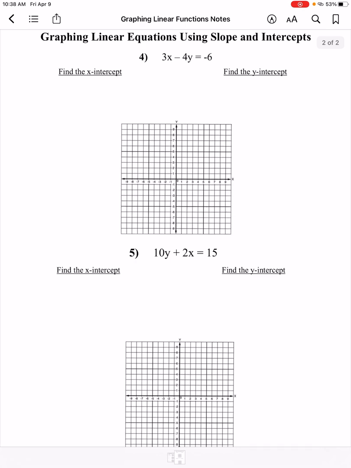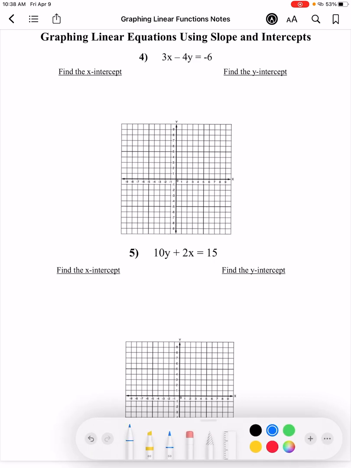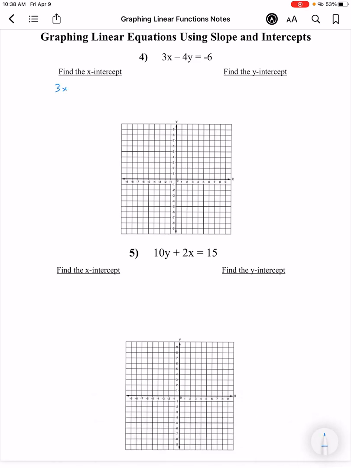All right, another thing we might be asked to do is graph a linear equation, but we might be given a standard form equation, and there's another way that we can do that. The way we can do that is to find the x-intercept. So to find the x-intercept, I'm going to set the x term, which in this case is 3x, equal to -6. And then I'm going to divide both sides by 3. So x equals -2, which means its location would be (-2, 0).